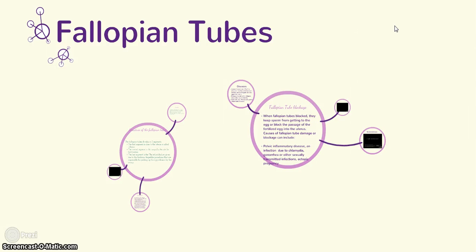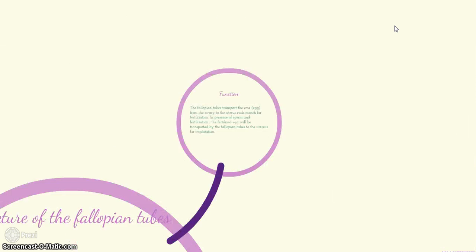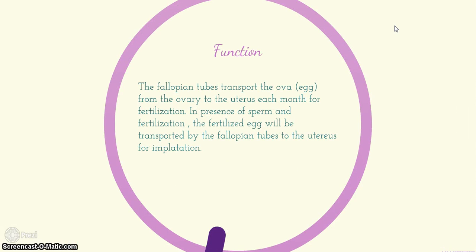My name is Carrera Moreno and I'm going to talk about the fallopian tubes. Their function: the fallopian tubes transport the ova from the ovary to the uterus each month for fertilization. In the presence of sperm and fertilization, the fertilized egg will be transported by the fallopian tubes to the uterus for implantation.